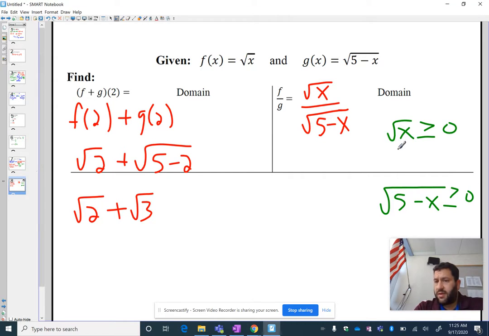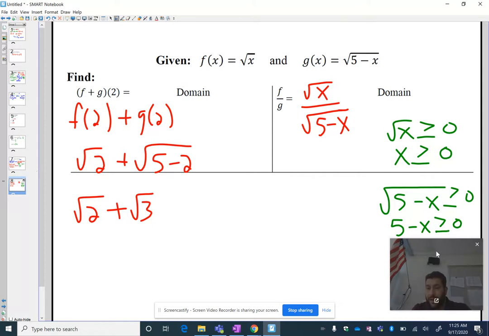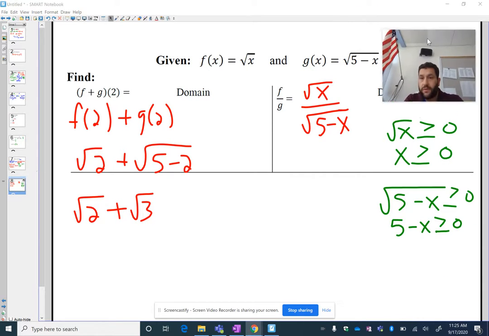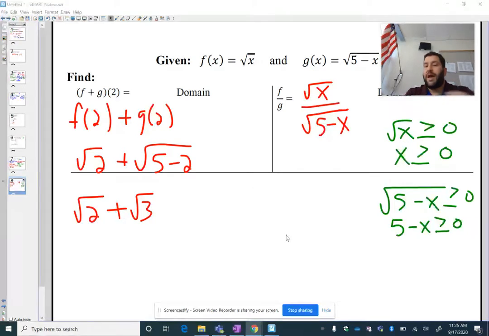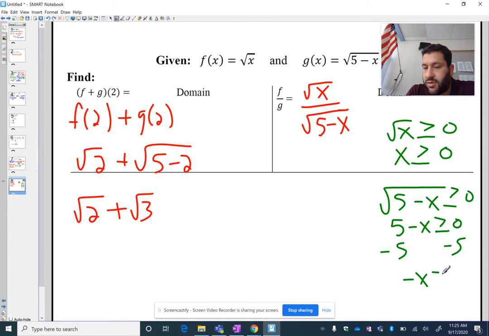Square both sides, and you're going to get x must be greater than or equal to 0 here. Square both sides here, you get 5 take away x is greater than or equal to 0. And my big head is in the way, so let's move this camera. So now we are going to subtract 5. Of course, my pen went away. On both sides. So now you get negative x is greater than or equal to negative 5, which means when we flip the sign, we get x is less than or equal to 5.